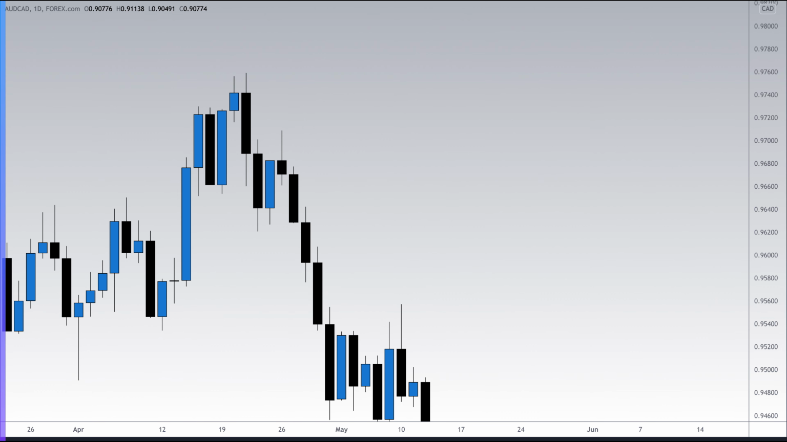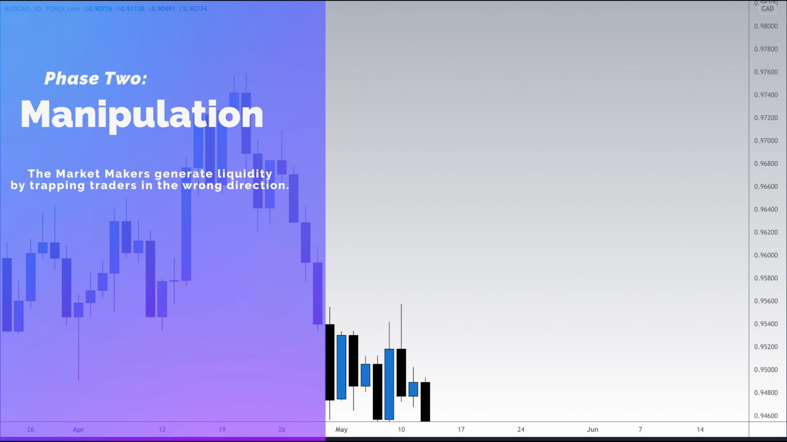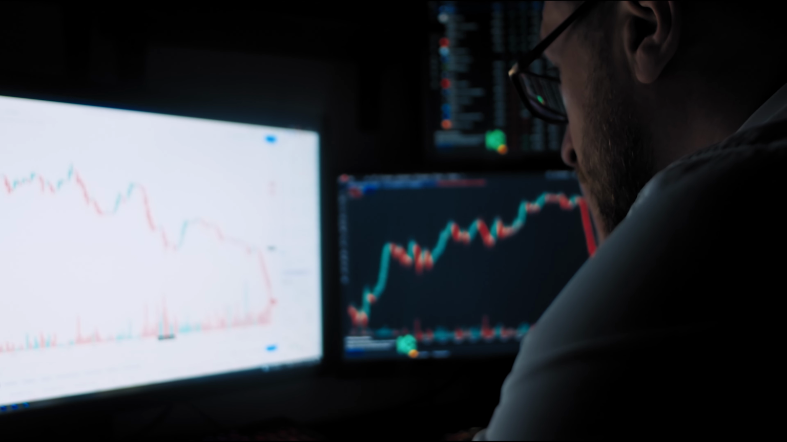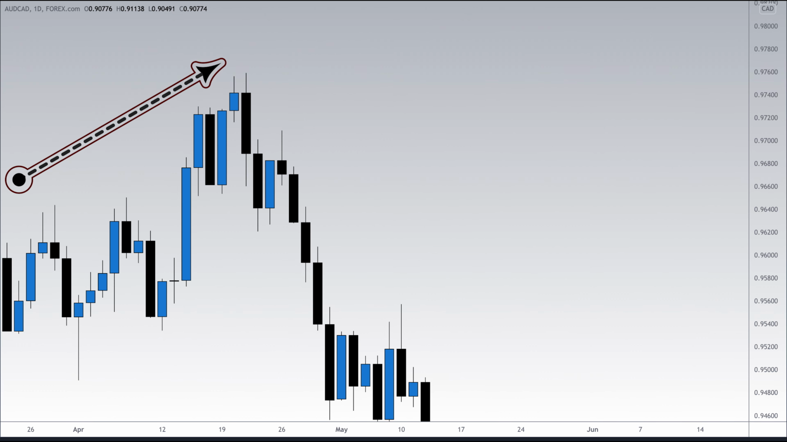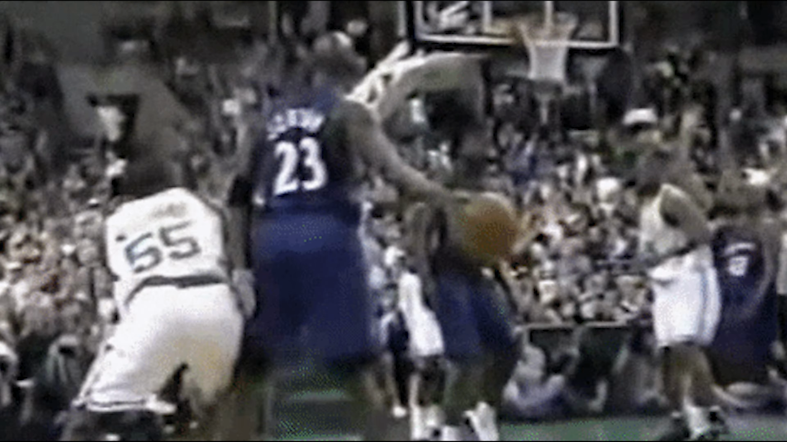The second phase is the manipulation phase, where we see increasing institutional volume. Smart money generates liquidity in the market by manipulating or trapping retail traders in bad positions. As price breaks out of consolidation, they can entice novice traders to take trades in the wrong direction by pumping volume into the market. This is where most of the fake outs happen, where you either get stopped out or have your pending orders activated, which leads us to the next phase.